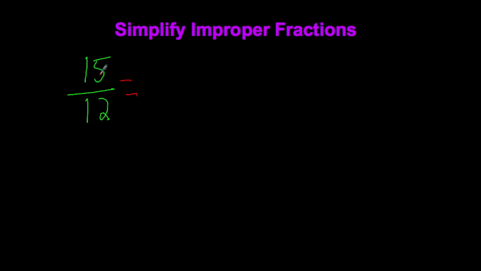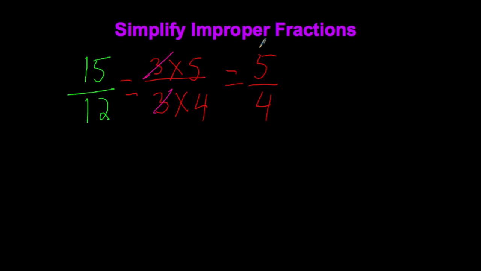So you can break this down where the 3 is going to be common between these two, because you can multiply 3 by 5 to get 15. You can multiply 3 by 4 to get 12. So now you cancel out the 3 because it appears at the top and the bottom. You're left with 5 over 4. So that's your improper fraction. So that's the simplest form.